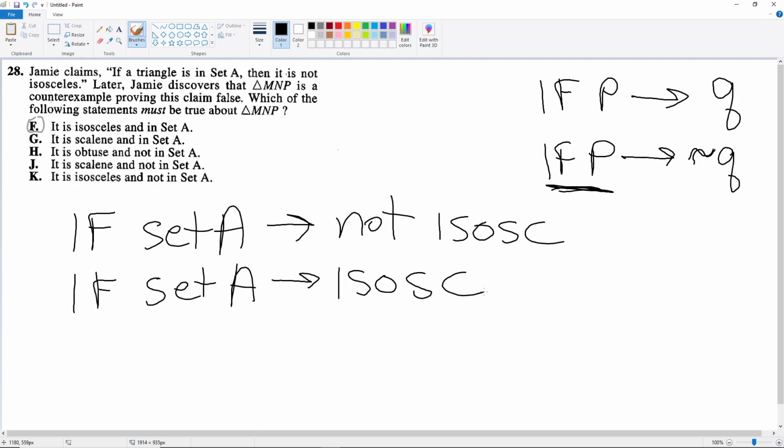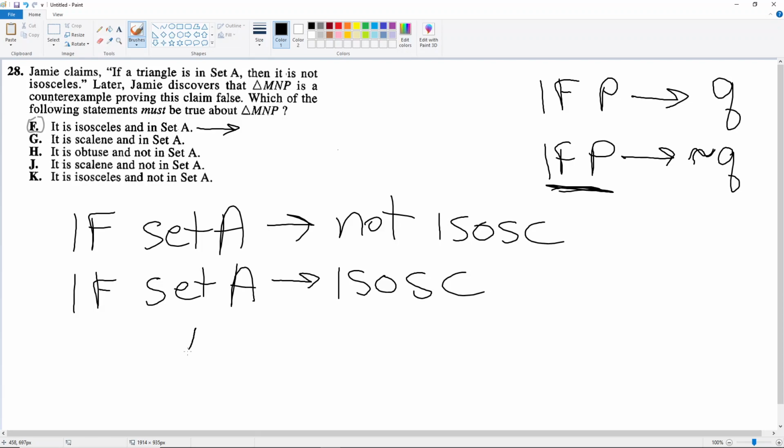So the counterexample of if P then Q is if P then not Q. The counterexample of if it's in set A, it's not isosceles, is if it's in set A, it is isosceles. It's not isosceles, it is isosceles. And the only answer choice that fits that is F. It is isosceles and in set A. If it's in set A, it's isosceles.